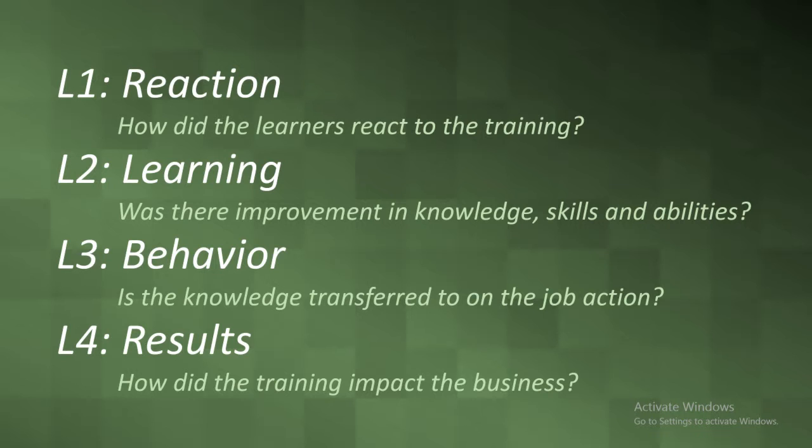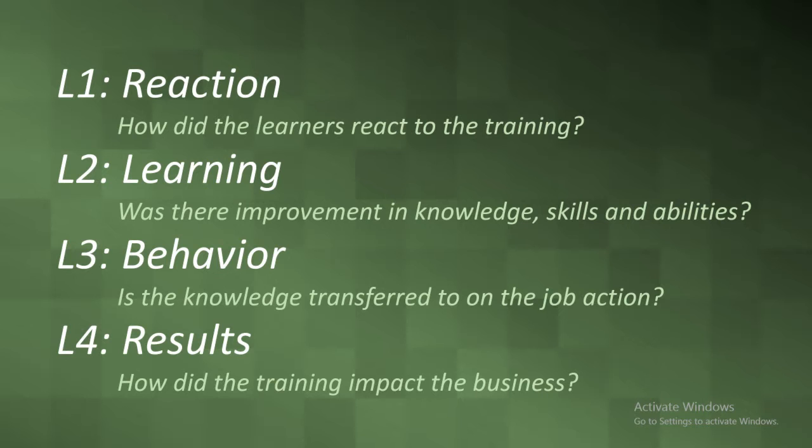The next section, the L2, the learning section, is how well did the learners actually perform on the quizzes and assessments inside of the course. This is the smallest wedge of the pie. This is the information which is used the least in the calculation.